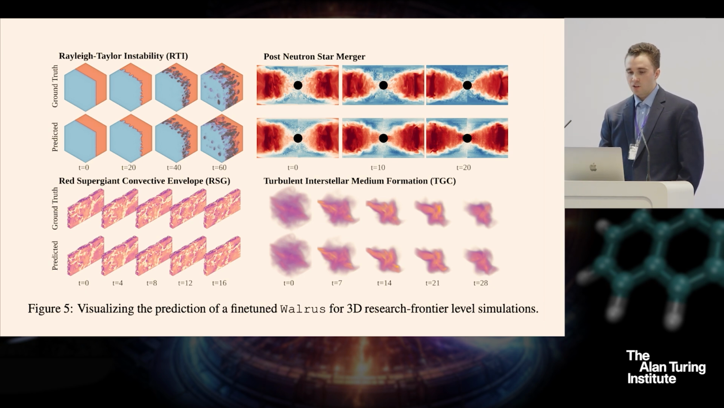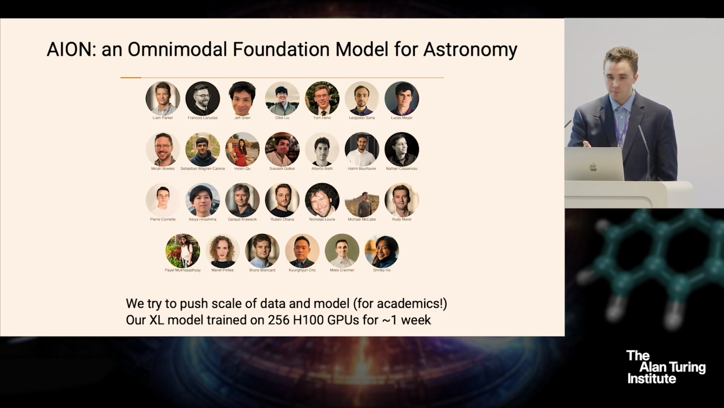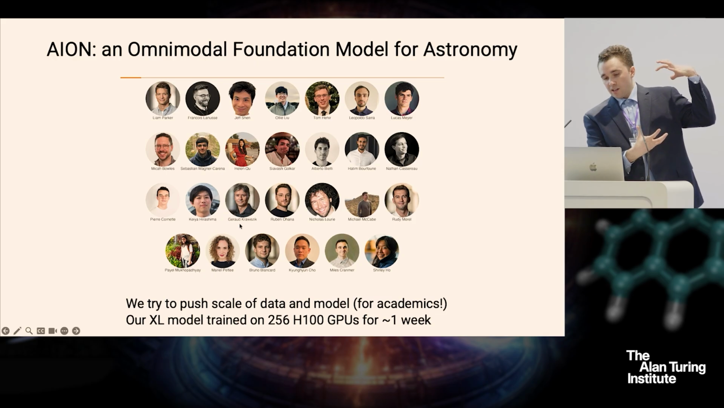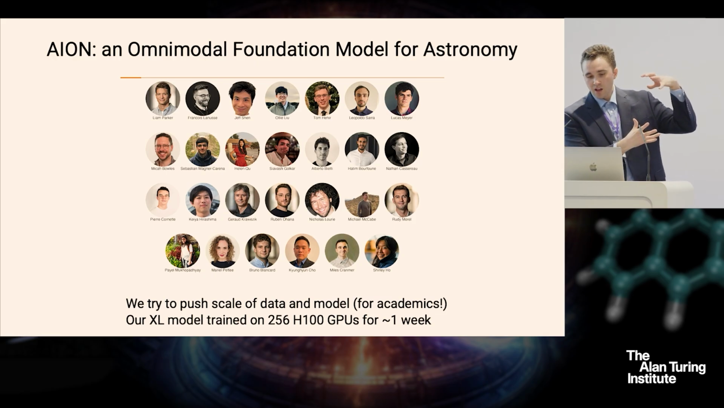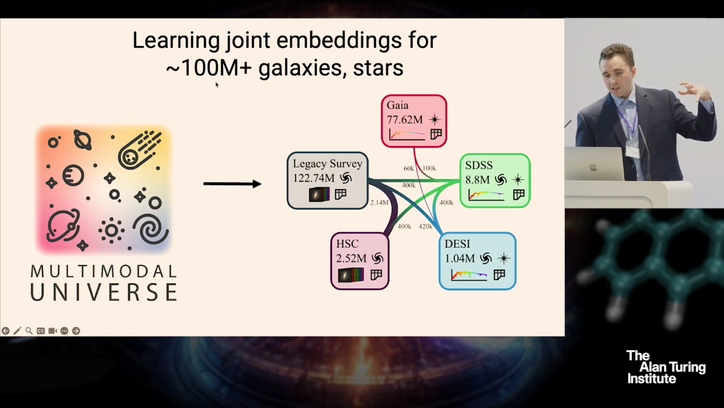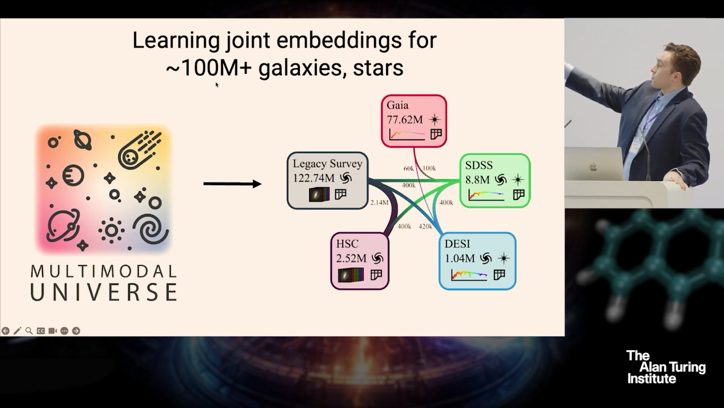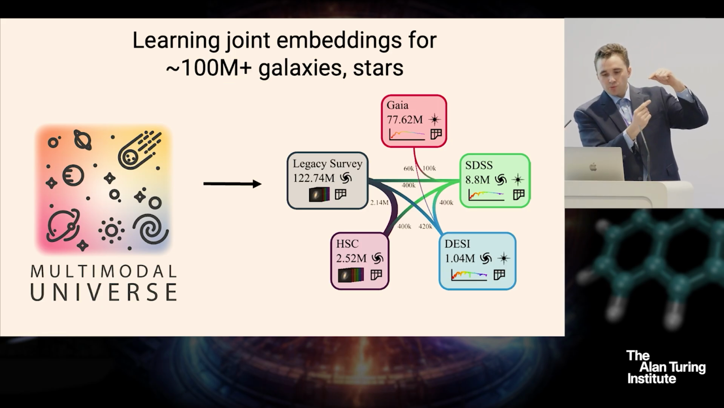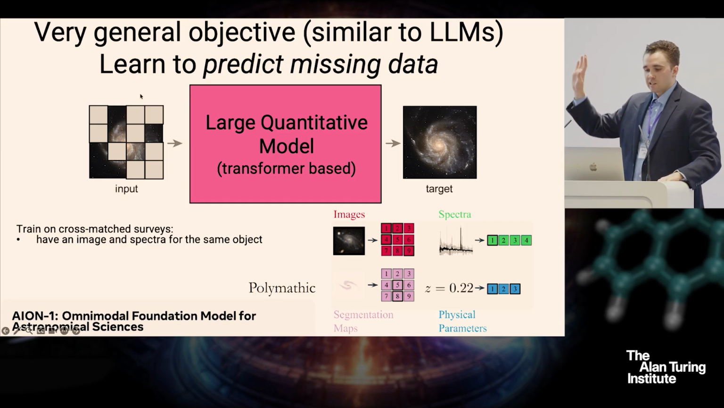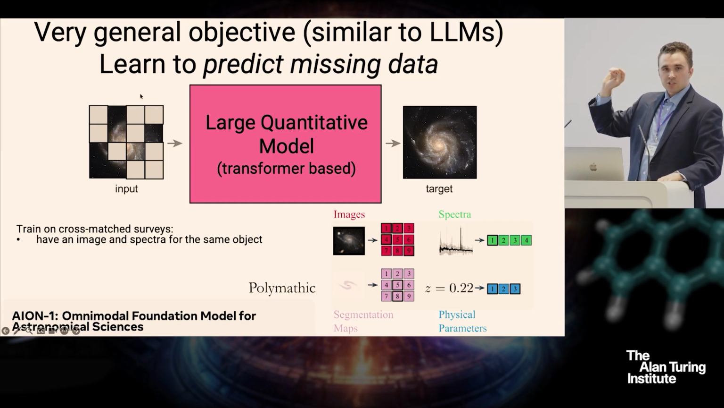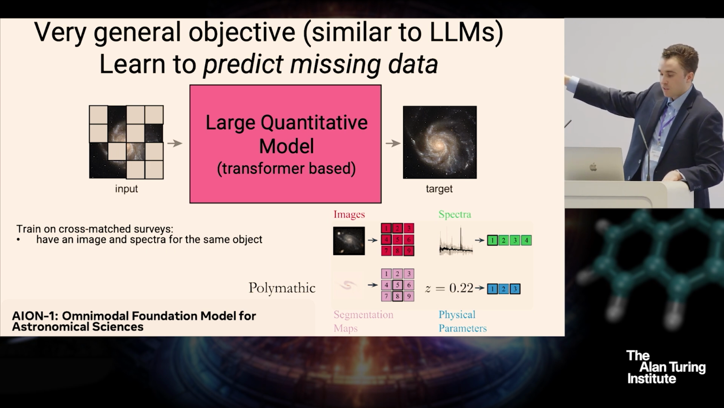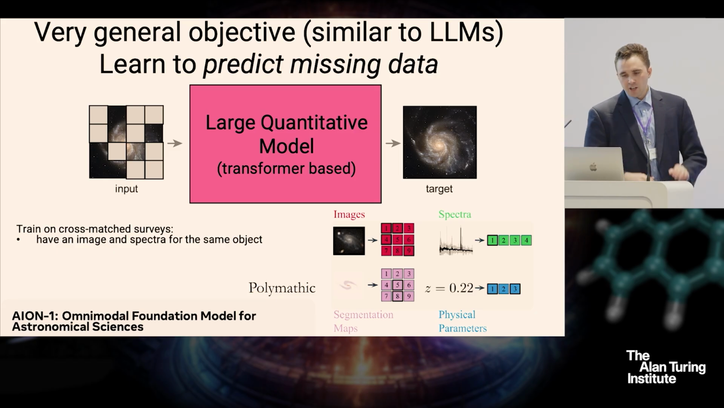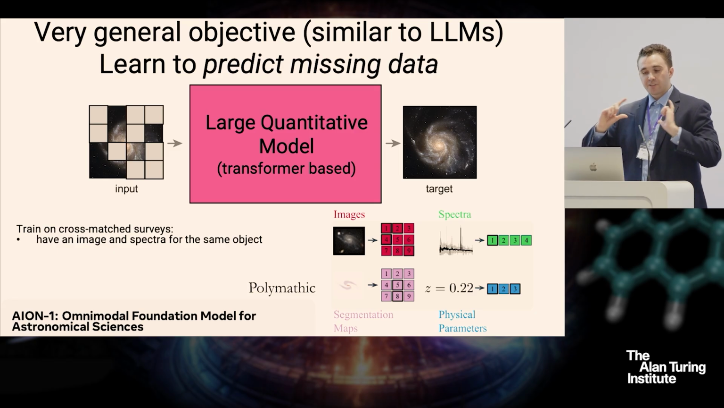The other model is called ION. This is another astronomical foundation model. This one's really scaled to push large amounts of data and large model scale. It essentially learns the joint embeddings for 100 million different galaxies and stars. The basic way it works is you have this large transformer that is trained to predict the missing data in a given data set. It's this very general objective similar to LLMs, where you mask part of your data and you try to fill it back in.